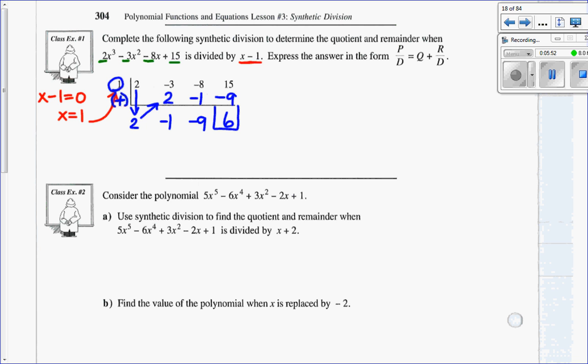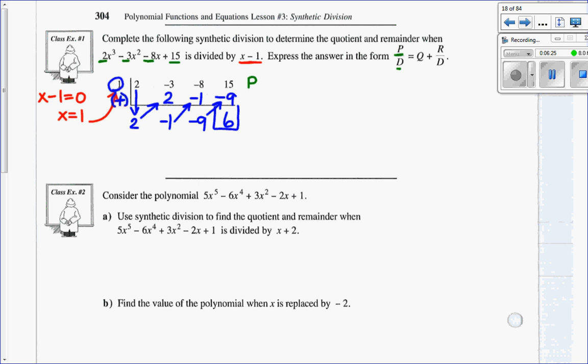So as you can see, each time I bring a number down, it's kind of a pattern, isn't it? Okay. Now, in this particular question, it's asked us to express this answer in the form of our polynomial over our divisor equal to our quotient plus the remainder over the divisor. Okay, so we better identify what those parts are in this equation. If you remember, this 2, negative 3, negative 8, 15, that's the original polynomial you started with. Let's label it P, just so that we don't get mixed up.